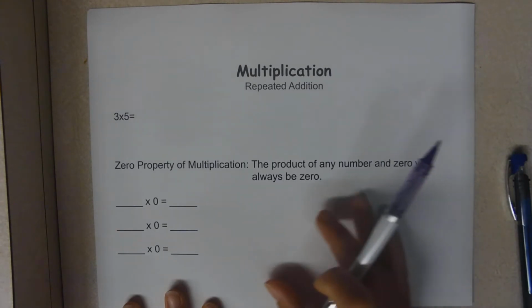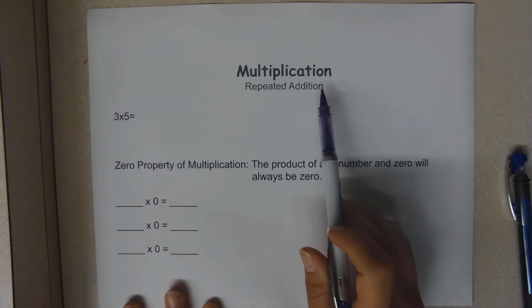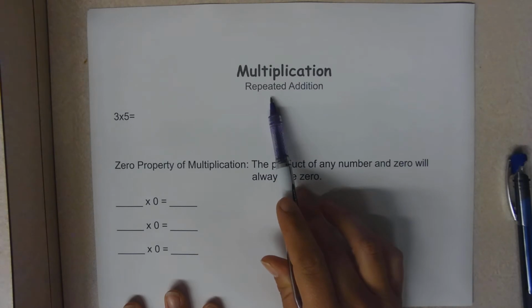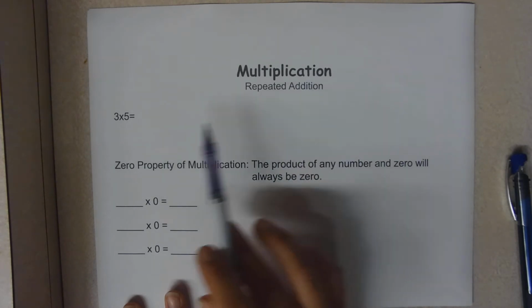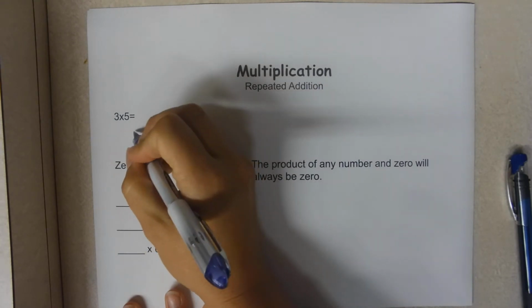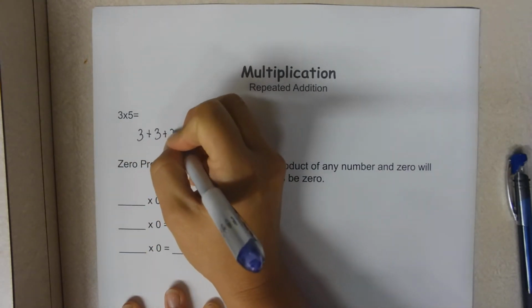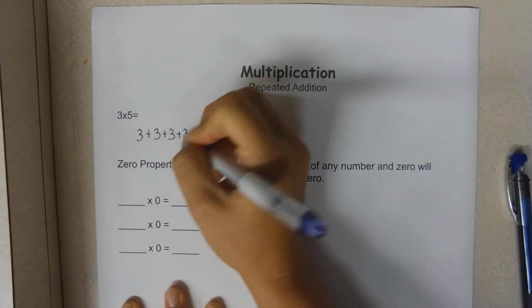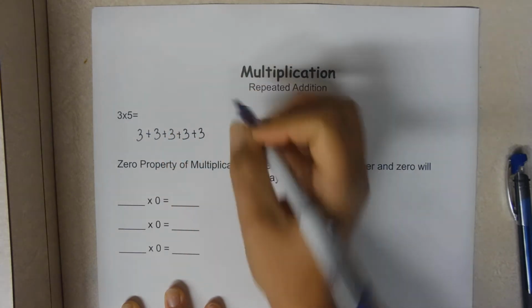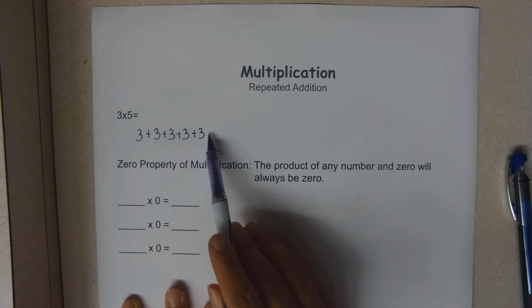Before we get into this lesson though, I would like to remind you what multiplication is. Multiplication is just repeated addition. An example of this would be 3 times 5. 3 times 5 is just 3 plus 3 plus 3 plus 3 plus 3. 3, 5 times.